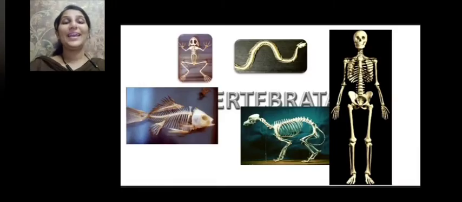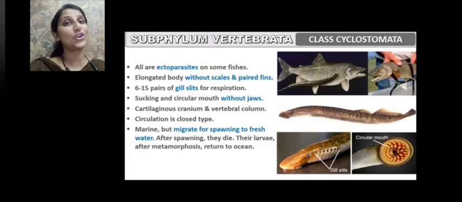Dear children, in this module, let us learn about the subdivisions under Vertebrata, namely Agnatha, that is the jawless animals, and Gnathostomata, that is the jawed animals. So first, let us learn about Agnatha, that is all the jawless animals. They come under the class called Cyclostomata.